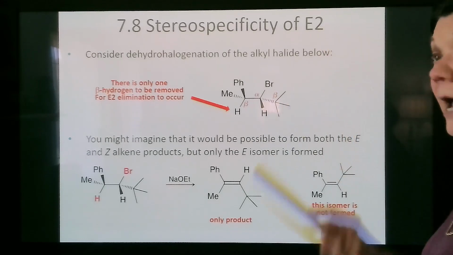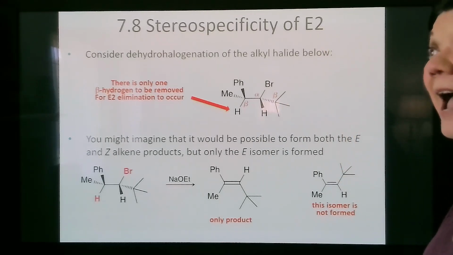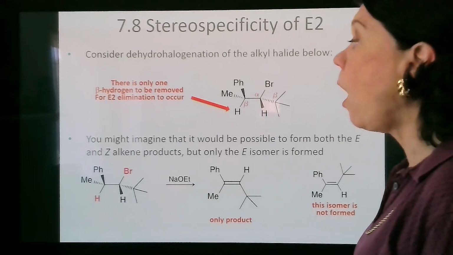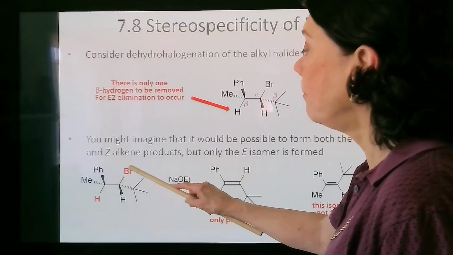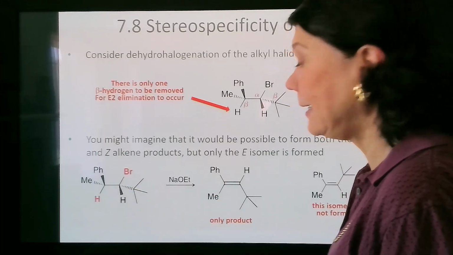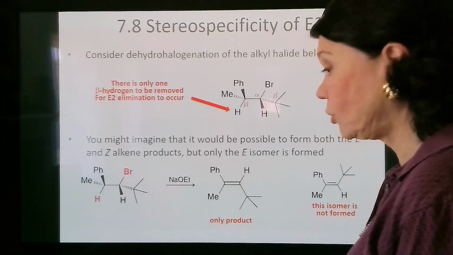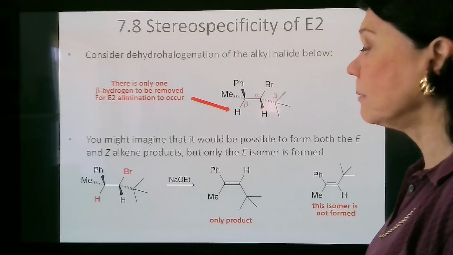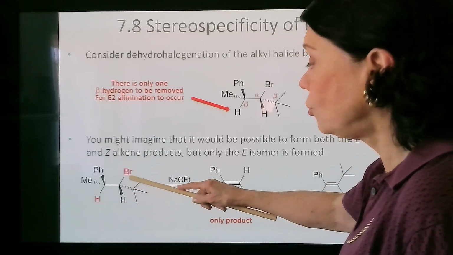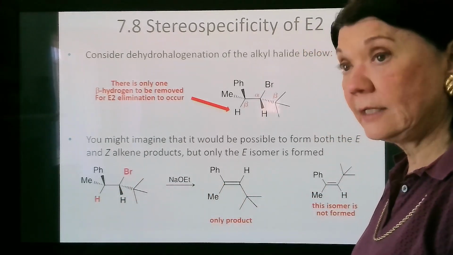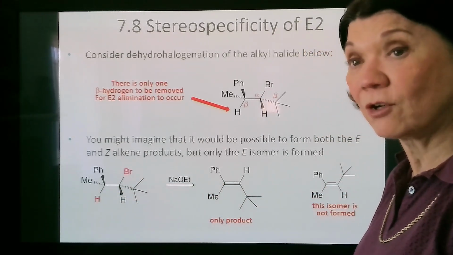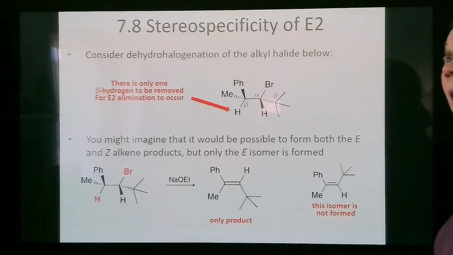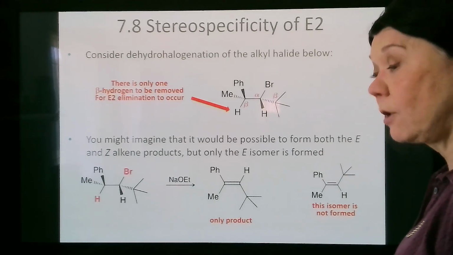And this E2 reaction, the fact that it is concerted, is what requires these two bonds to be anti to each other in order for this reaction to occur. If you have a cyclic molecule or something so that these two groups cannot be anti to each other, then you may not have the reaction occur at all. Or it may occur much more slowly through a slightly different mechanism.